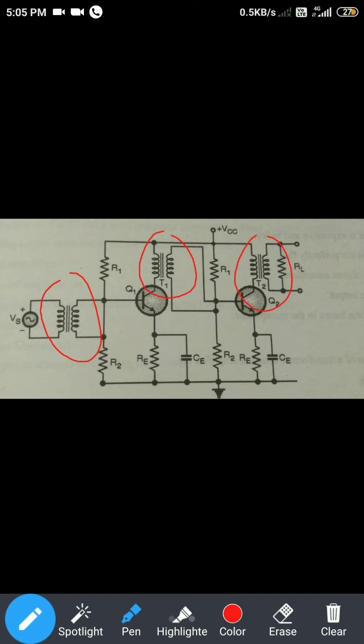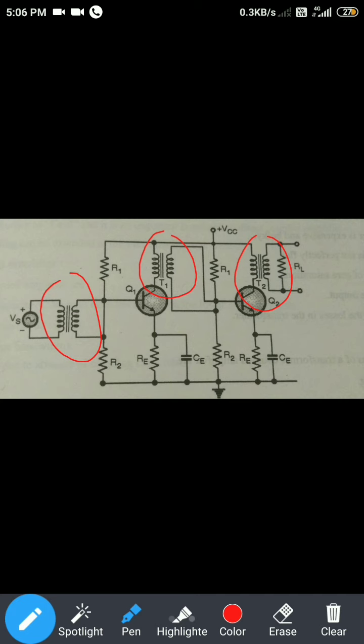Also, due to the possibility of adjusting the turns ratio of the transformer winding, the stages can be perfectly matched for their impedance. This is not possible in the case of RC coupled or direct coupled amplifiers. Therefore, maximum power transfer becomes possible in the transformer coupled amplifier. Next, transformer coupling is especially useful in the audio power amplifier where the low speaker resistance is to be matched with the high output impedance of an amplifier.